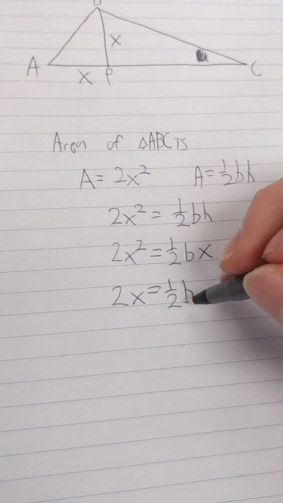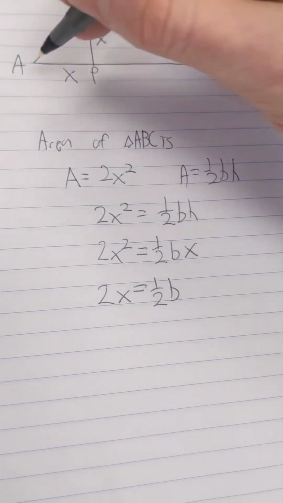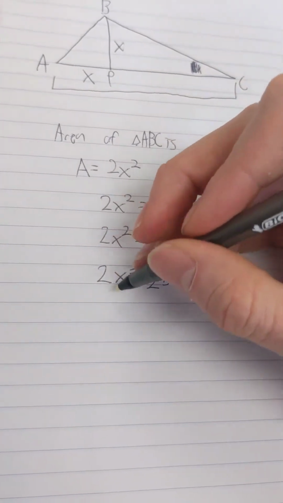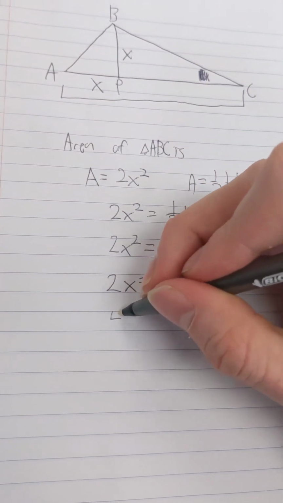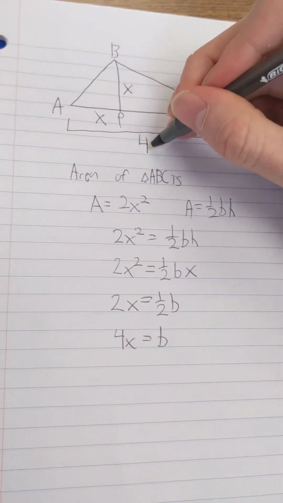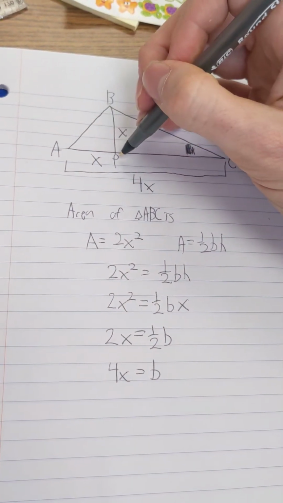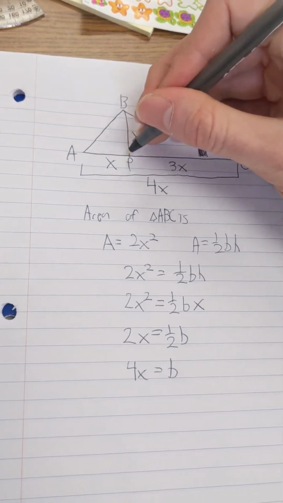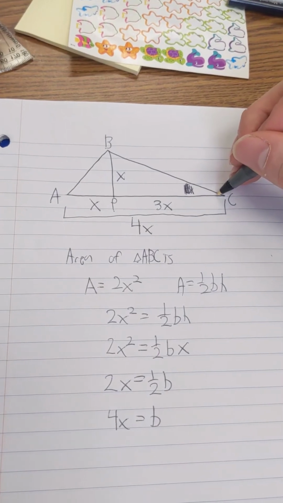And then to get the base, which would be this distance here, the whole thing, you can multiply by 2. So you'll basically get 4x is the base. So that means that this whole distance is 4x. We know the distance from A to P is x, so this must be 3x from P to C.